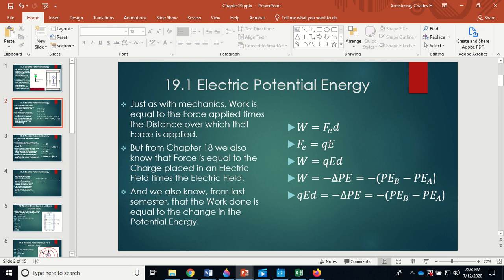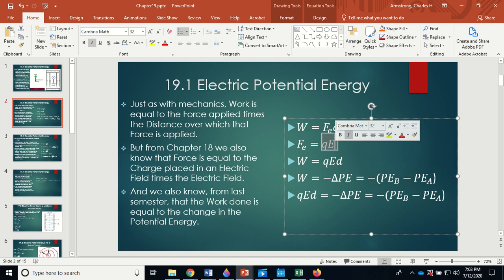Okay? So now if I plug in for force equals QE, we get work equals QED. I'm just plugging this guy in for F_E. So this guy replaced F_E in this equation. So now we've got this equation: work equals the charge times the electric field times the distance over which the work was done.